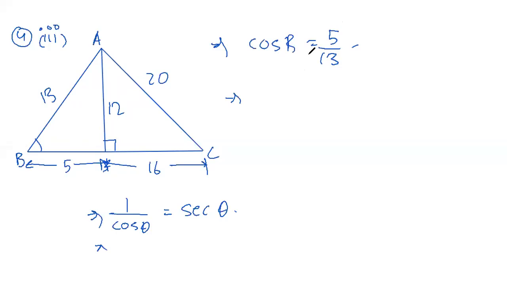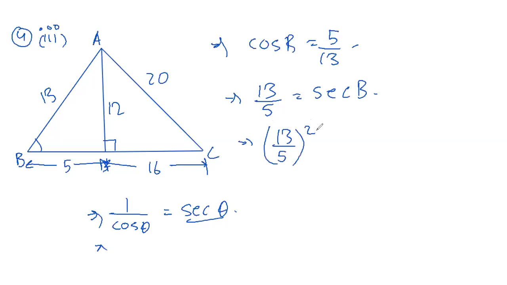But I had told you earlier that 1 upon cos theta is equal to secant theta. So whatever value cos theta obtains, the reciprocal of that answer will be secant theta. So the reciprocal of 5 upon 13 will be 13 upon 5, and that will be the value of secant theta. Here we have to find secant B. With respect to angle B, secant B is 13 upon 5. And finally it tells us to find secant square B. So secant square B will be 13 upon 5 whole square.